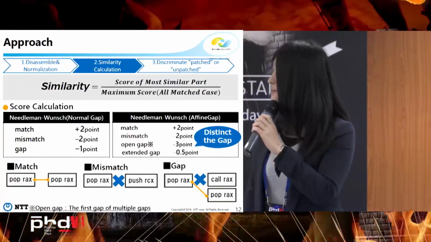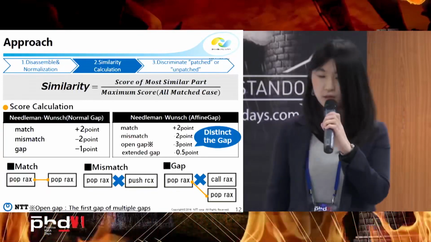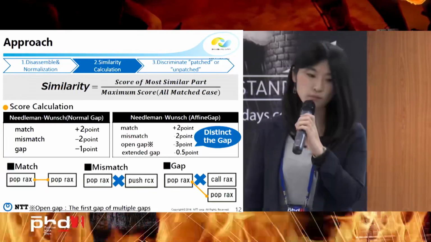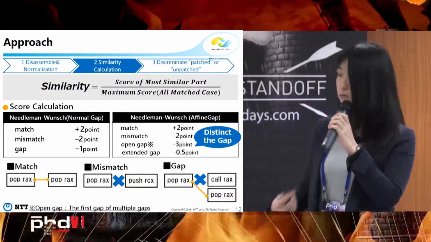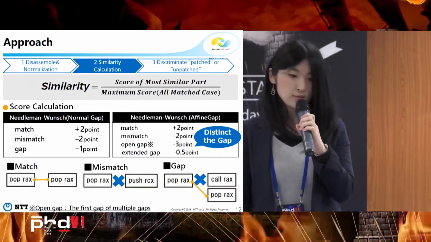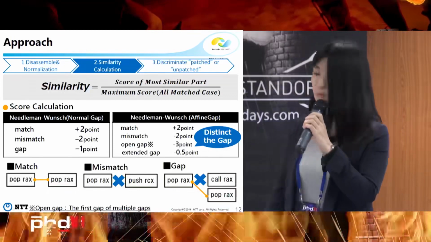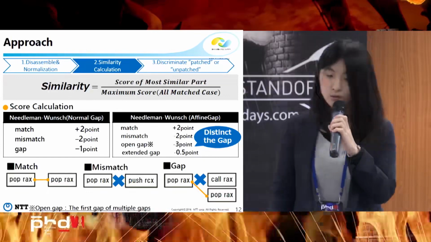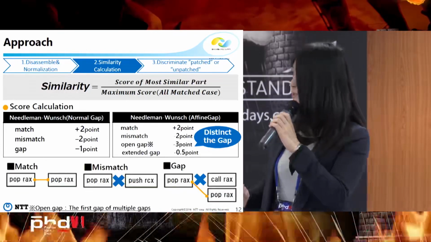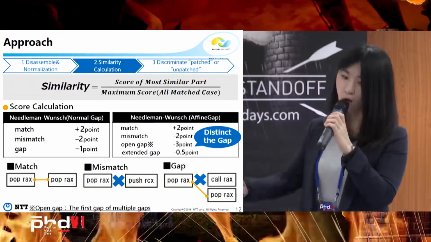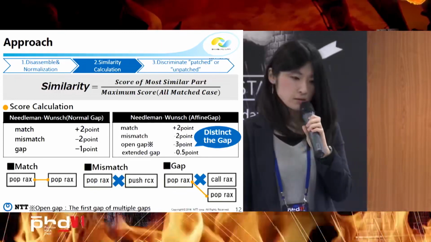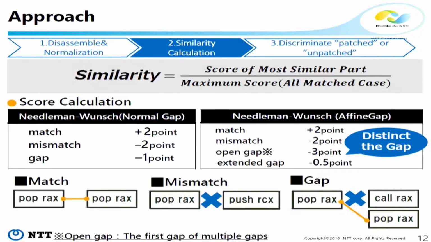So next, I want to talk about the similarity calculation in this approach. Needleman-Wunsch calculates a score given two strings, and this similarity calculation uses that score. I just use the score of the most similar part over the maximum score, which means the all-matched case. So yeah, this is the similarity calculation. And next, I want to talk about the score calculation method.